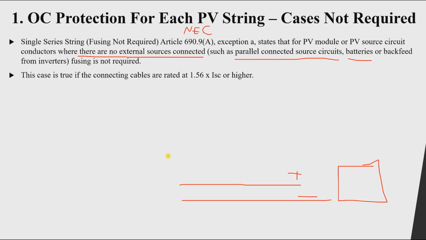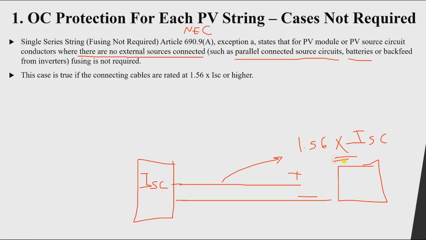Number two, this cable here, which is the two terminals going to the charge controller, must be sized at 1.56 multiplied by the short circuit current of the PV panel. So if you look at the PV panel here, on the datasheet or the specs, it has a certain I short circuit. So when we size our cable, it must be 1.56 multiplied by I short circuit. This is the minimum value, okay?